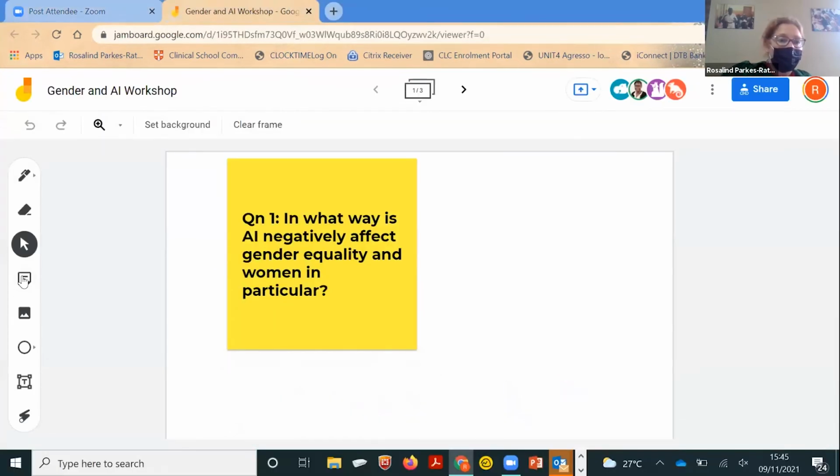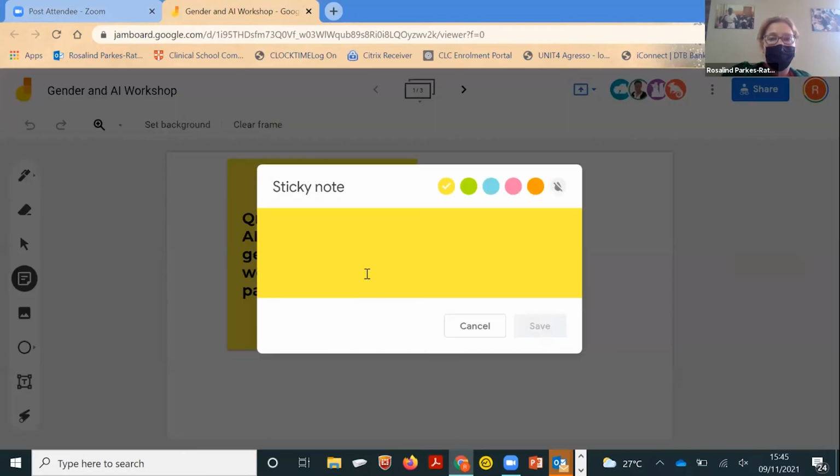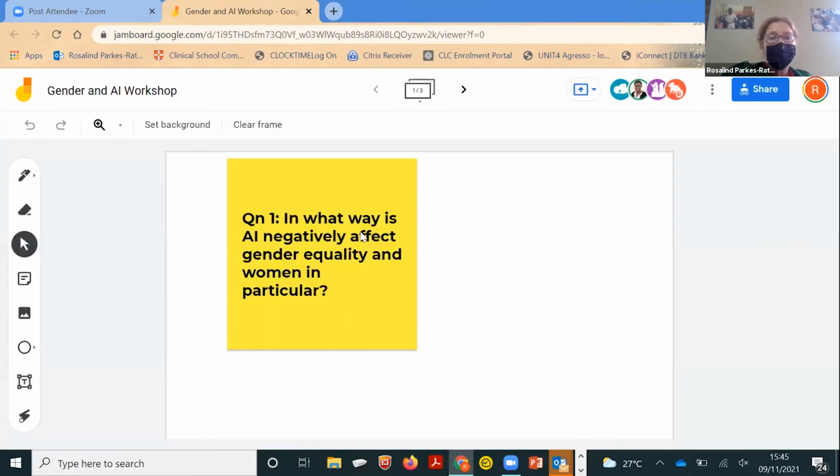Okay, so on here, you can get a sticky note. You can choose the color of your sticky note, and you can write an answer to the question. So the first question is, we've already talked about this a little bit, but we are only 3 or 4 people here that have been talking about this.